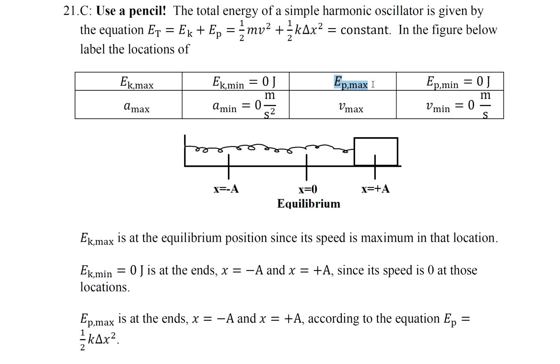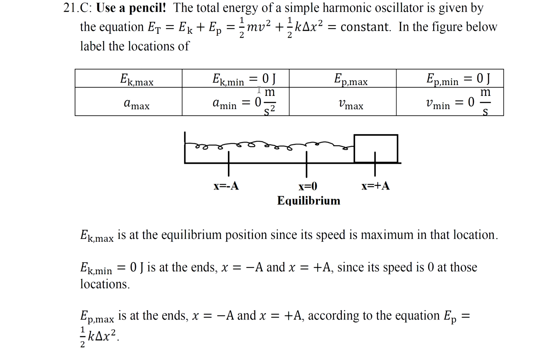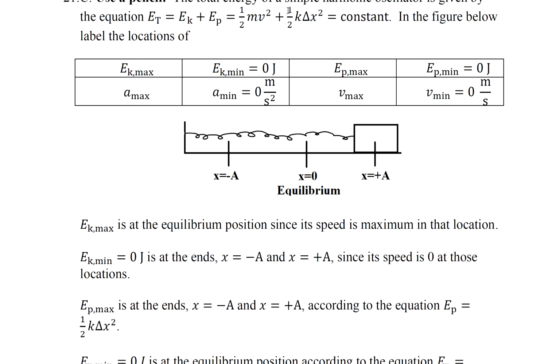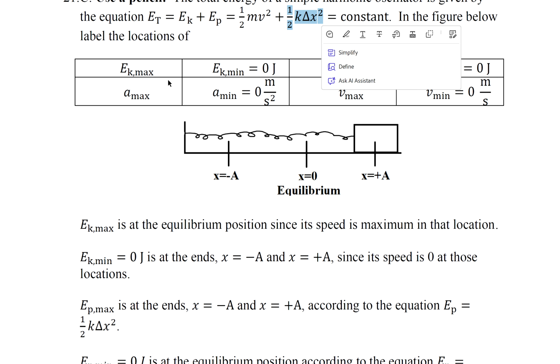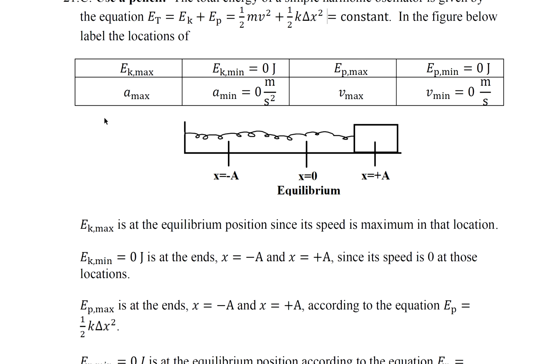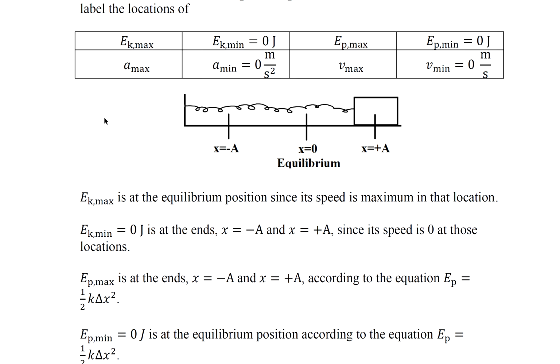Where is the potential energy max? Potential energy is 1/2 k delta x squared. So potential energy is maximum when delta x is maximum. So that's at x equals plus A and x equals minus A. Where's potential energy minimum? Look at this equation, 1/2 k delta x squared. Potential energy is minimum when delta x is 0. So x is 0.